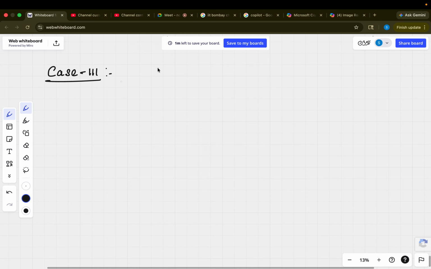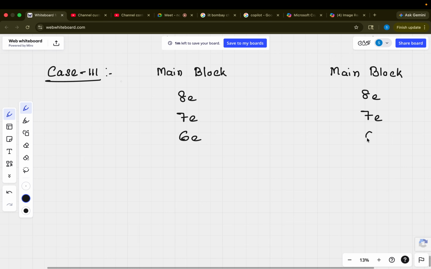So in case 3 basically we will compare main block with main block only, main block elements with main block elements only. Suppose you have 8 electrons, it should have also 8 electrons. If you have 7 electrons, it should have 7 electrons. If you have 6 electrons, it will have also 6, and if you have 5 electrons, it will have also 5.